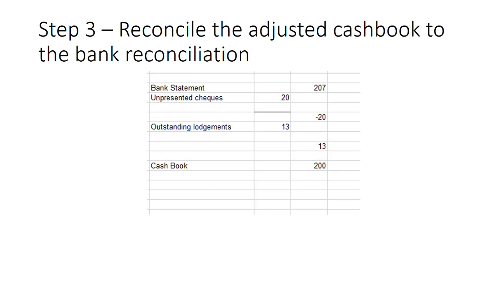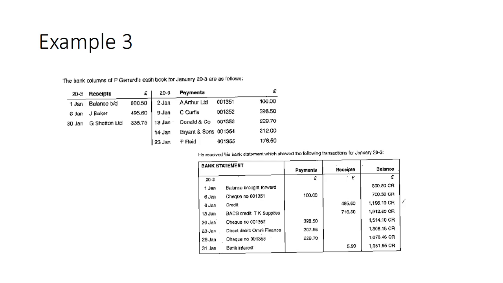Okay, so here's our bank reconciliation here. There's a bank statement. That 207 credit in the bank statement turns into a £207 debit in the bank reconciliation. We've taken off the unpresented checks. We've added in the outstanding lodgements, and we get to the figure in our cash book. And that is the second bank reconciliation. Okay, hopefully you got that. Let's move on then to the third example.